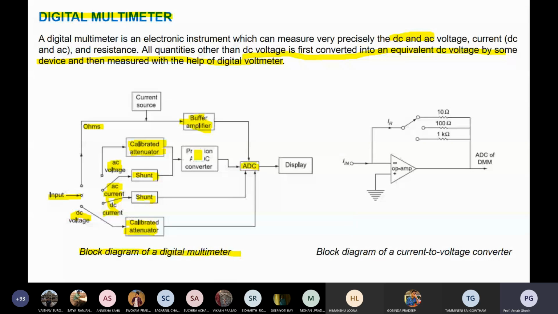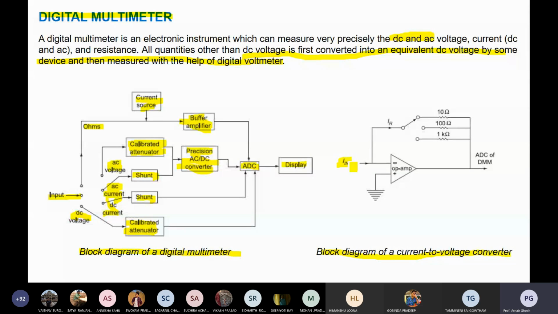Here you can find the precision AC to DC converter. Then sometimes you also require some current source, and finally you are able to see the display. So one of the specifications you are going to measure, it is a block diagram of a current to voltage converter. So current is given.